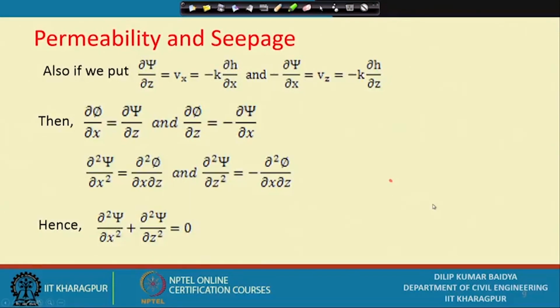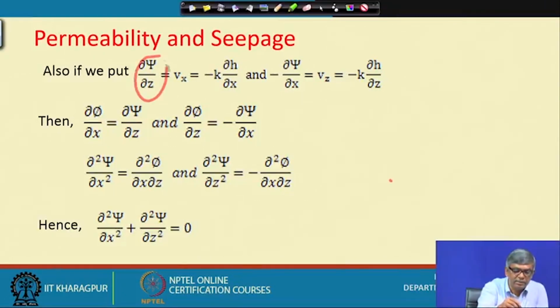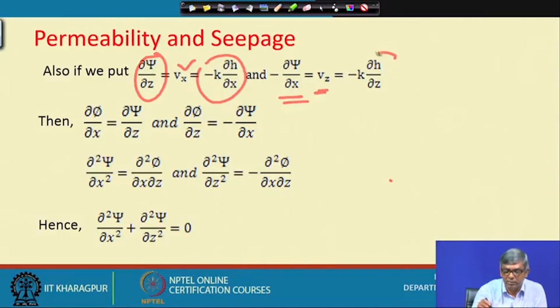Now, similarly, the psi function also we can take: del psi by del z equal to V x, which will be equal to minus k del h by del x, again from Darcy's law, and minus del psi by del x equal to V z, and that will be again minus k del h by del z. Now, if I compare this with the phi function, we can see that del phi by del x equals del psi by del z and del phi by del z equals minus del psi by del x.